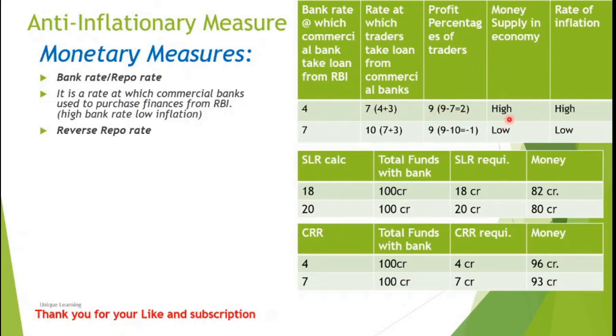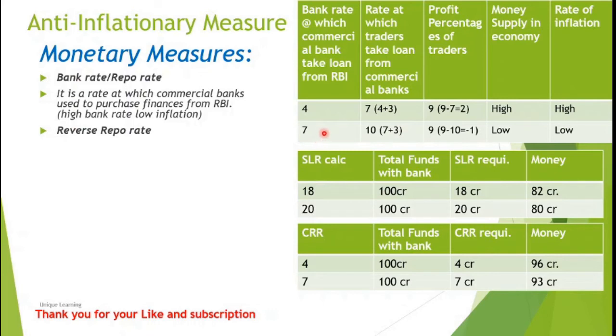Okay, so the money supply in the economy would be very high, because here the commercial banks are providing money at a 7% rate of interest to the traders, and traders are investing and getting 2% extra. So it is simply a leverage process. So the money supply in the economy is very high, and the rate of inflation would also be high, because the money supply in the economy is very high.